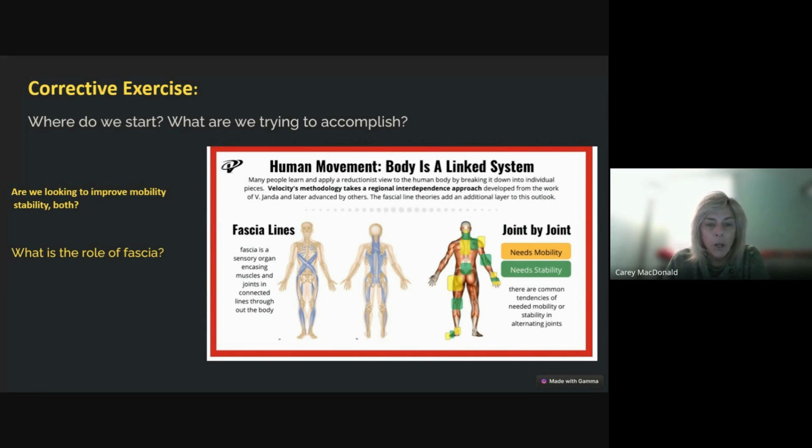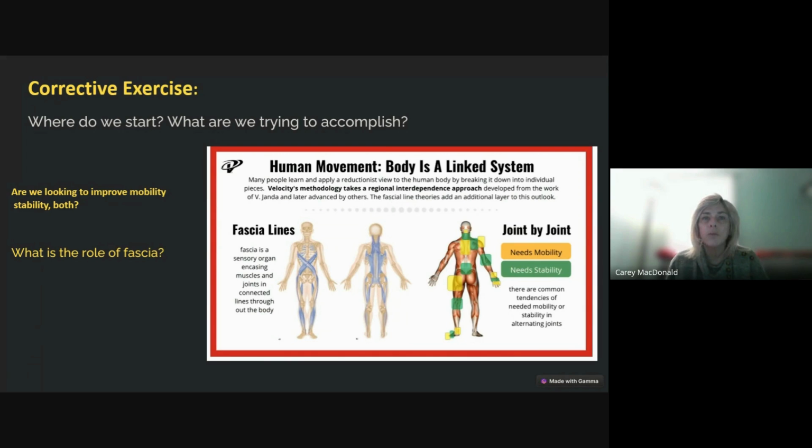So as we all know, with the kinetic chain, the human body is a linked system. We have our fascial lines, which go mostly through our core, as you can see, and they also cross, so they're cross patterns. And with the joint by joint approach, mobility and stability alternate each other. We have foot stability, but we need ankle mobility. And we have knee stability, but we need hip mobility. So they're all interconnected as well.